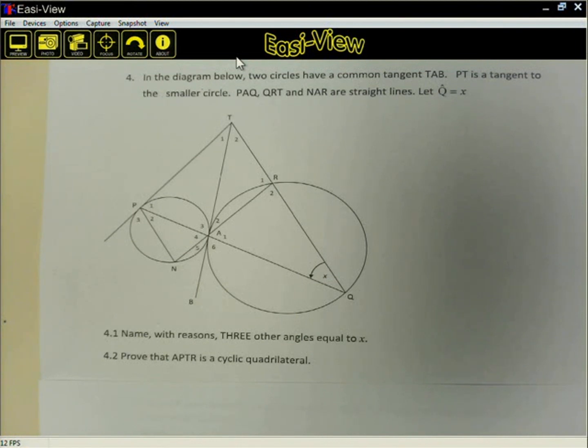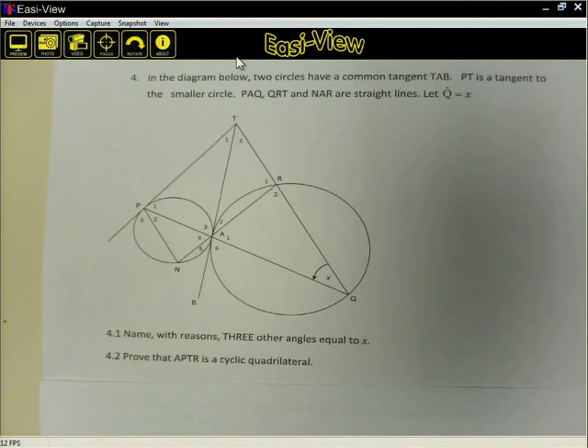Welcome back. I hope you had 5 interesting minutes whereby you were busy trying to solve this problem. Let me take you through the problem. It reads, in the diagram below, 2 circles have a common tangent. It means TAB is a tangent to both circles.